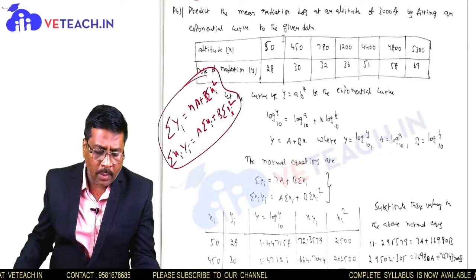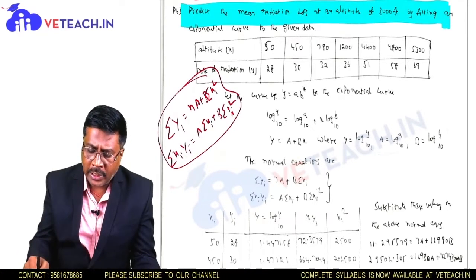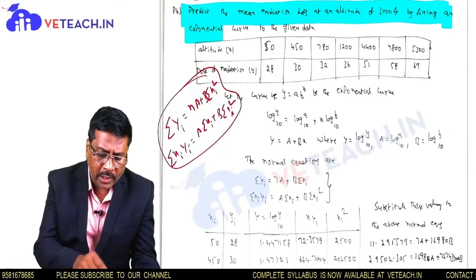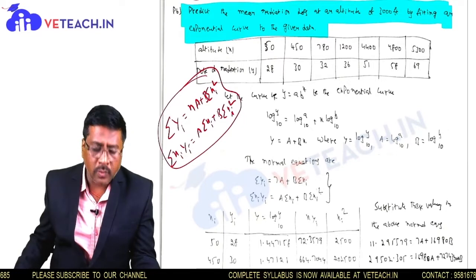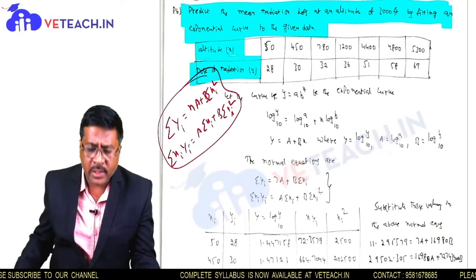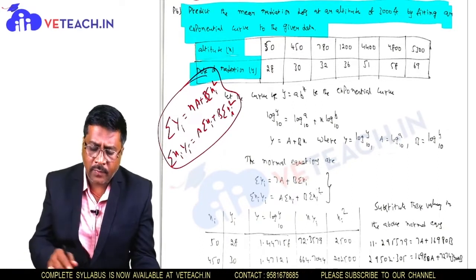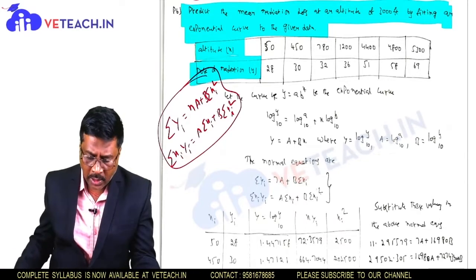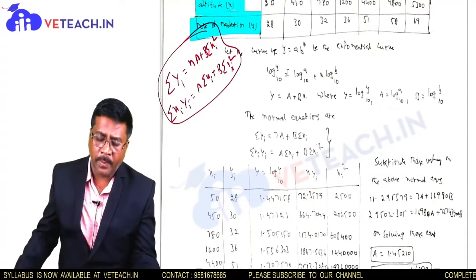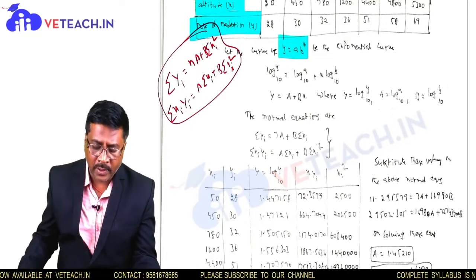First of all, we do the problem: predict the mean radiation dose at an altitude of 3000 feet by fitting an exponential curve to the given data. The altitude we consider as the x variable, and the dose of radiation we consider as y. Here the values given are 50, 450, 780 and so on. So y is equal to a into b power x is the given curve that you have to fit into the coordinate plane with the given data.